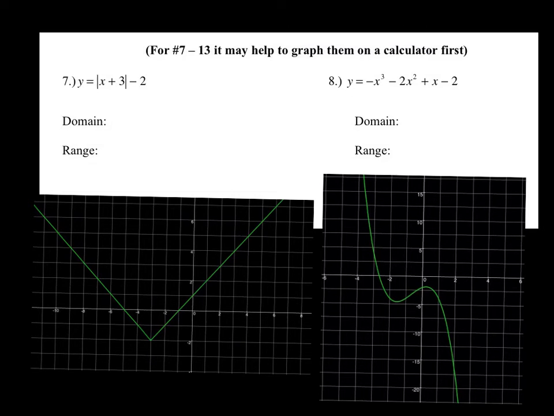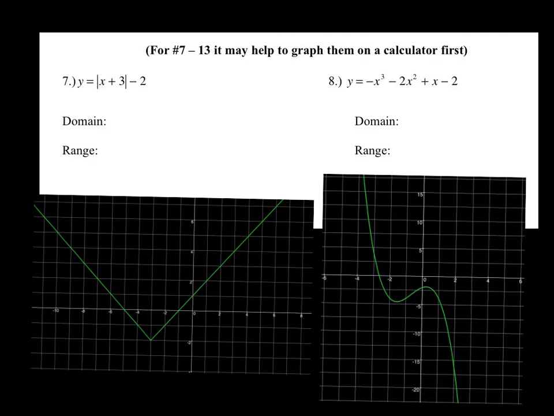So for numbers 7 through 13, I did write up there that it would probably benefit you guys to graph them, so you'll need your graphing calculator. Since you guys don't know what they look like, they're all different types of functions, so we haven't learned all functions yet. So if you could just type them into your calculator, then you can see what they look like. So for number 7, it's an absolute value equation.